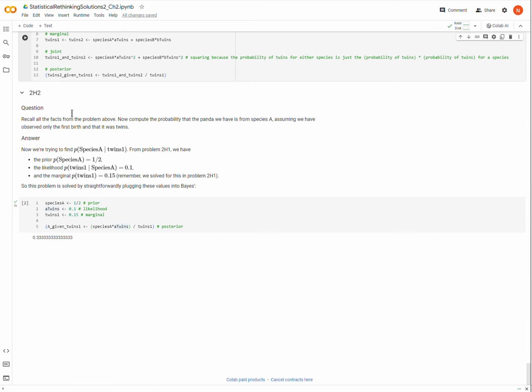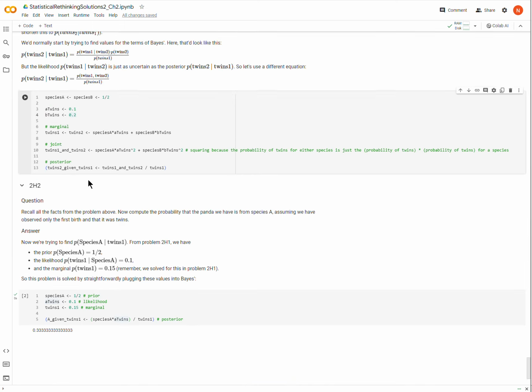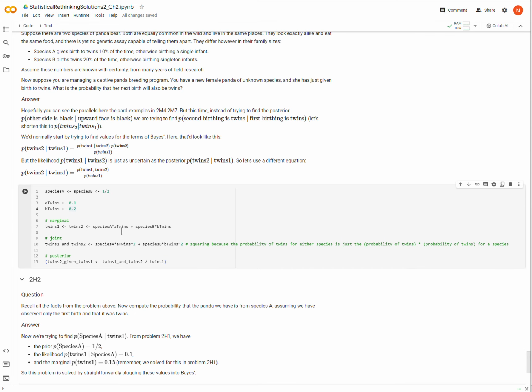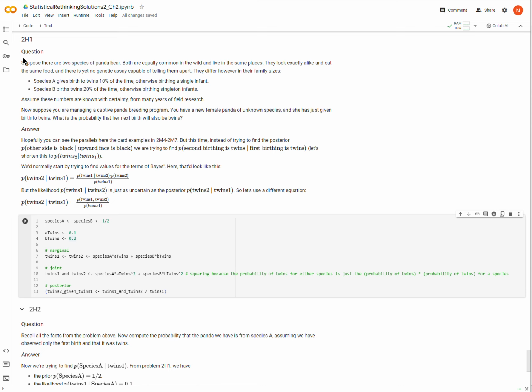Okay, question 2H2. Before we get to that, we need to go back over question 2H1 because this question uses some of the same information from the previous problem. In question 2H1, we are presented with a scenario where we have two different species of panda and we can't tell them apart except that species A gives birth to twins 10% of the time, and species B has twins 20% of the time.